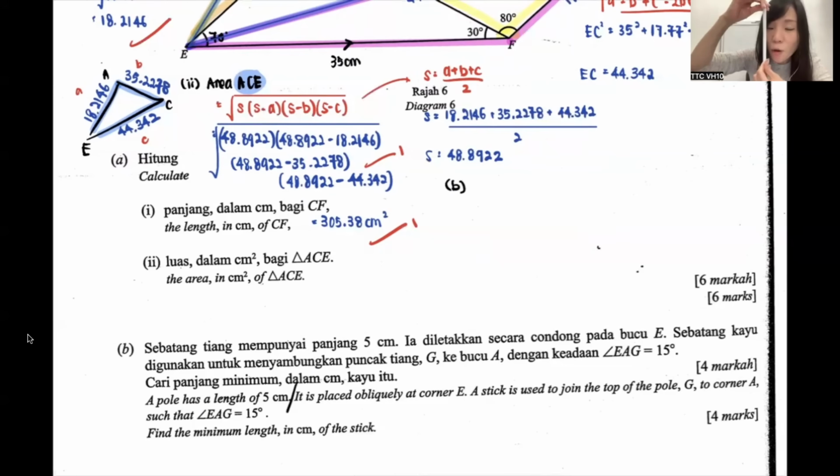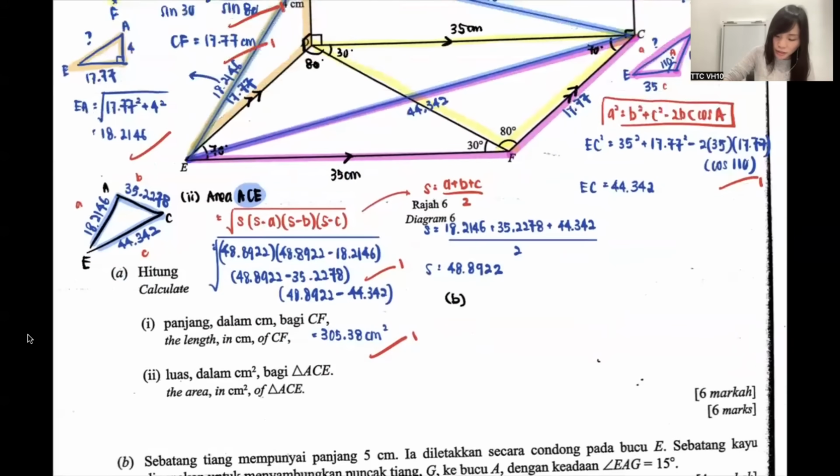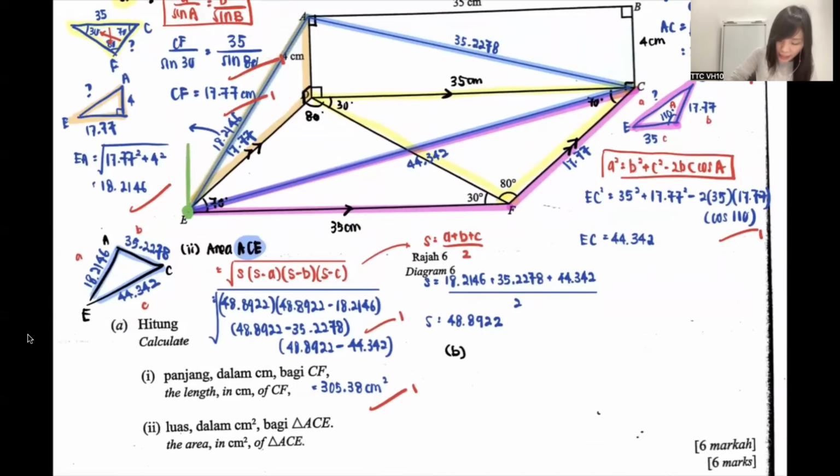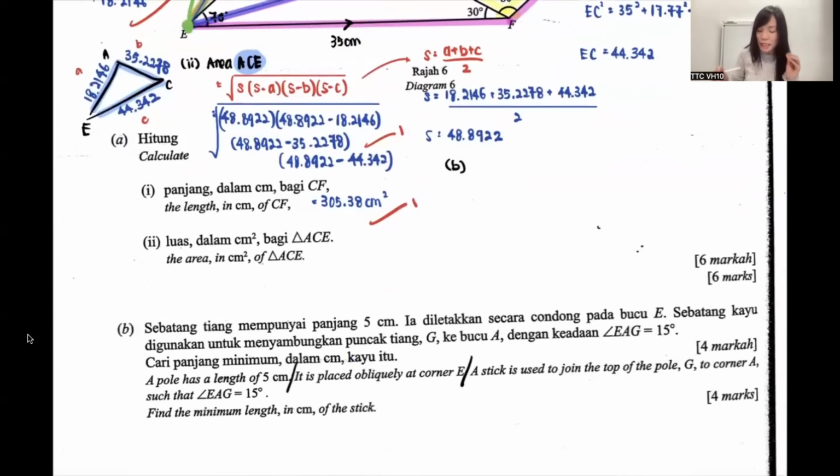Obliquely, okay? It's actually slanted, at corner E. So my dear, this is corner E. Wait, what color? Green. This is corner E, right? There's actually a pole here. Now, standing straight like that is standing vertically. But now this one's standing slanted. Okay, my dear.